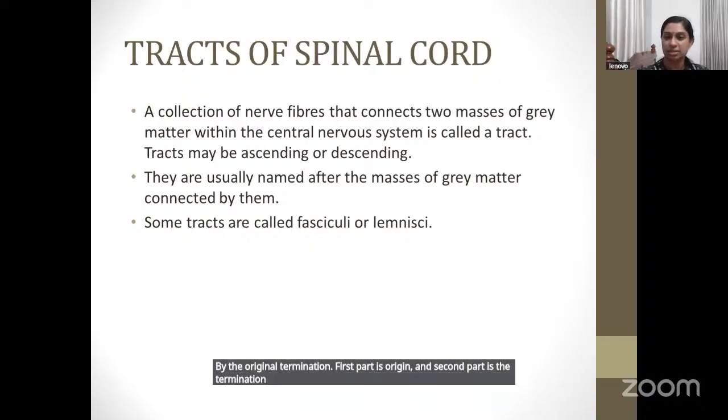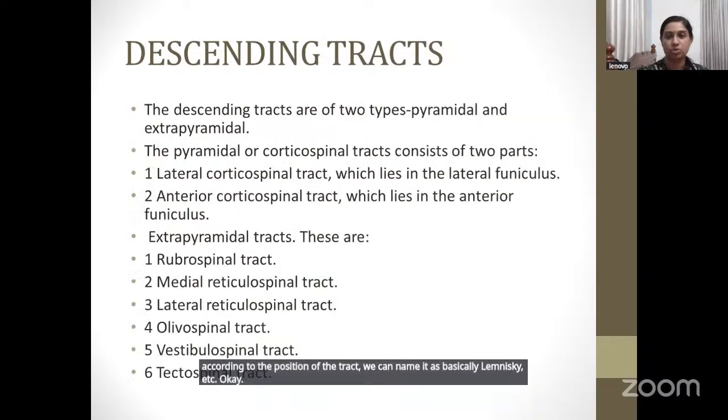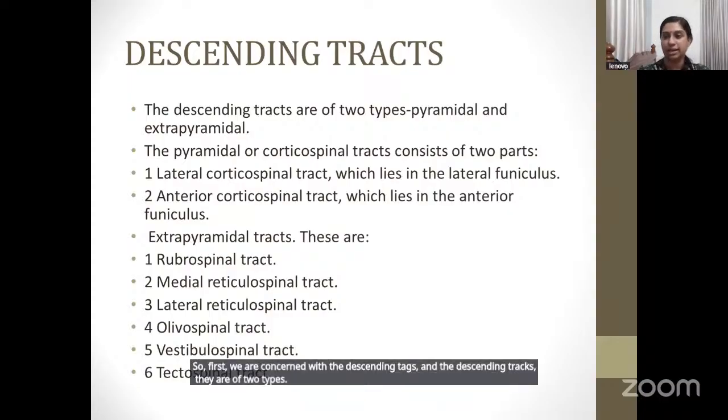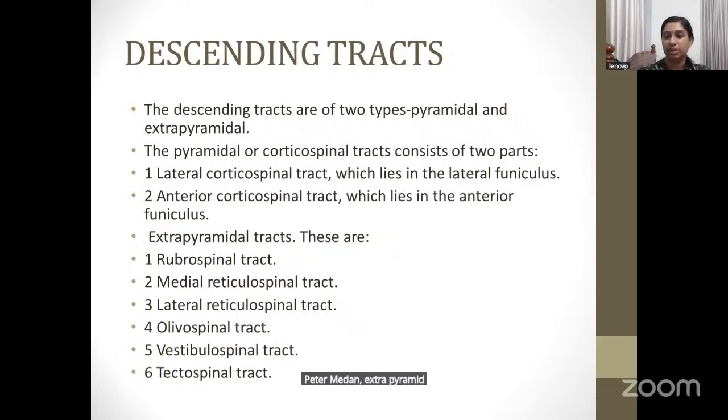Tracts have other names too, called fasciculi and lemnisci, according to the position of the tract. So first we are concerned with the descending tracts. The descending tracts are of two types, pyramidal and extra-pyramidal. Why are they called pyramidal tracts? Why are they called extra-pyramidal tracts?